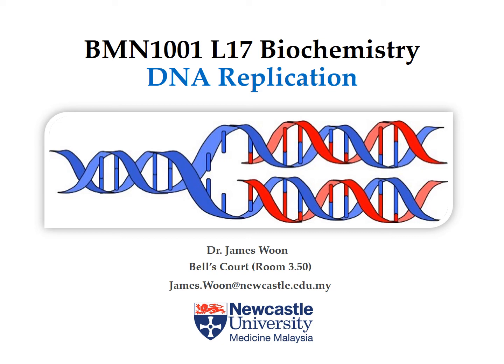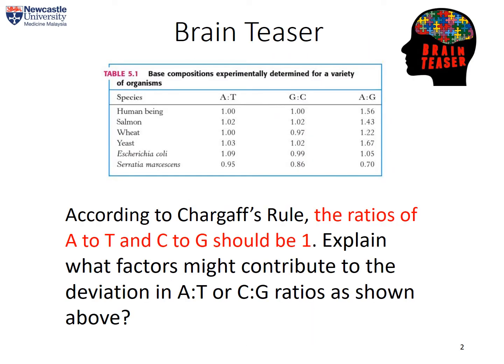Hello everyone, in this lecture, we will look at the amazing process of DNA replication. Okay, here is a brain teaser from our previous lecture. According to Chargaff's rule, the ratios of A to T and C to G should always be 1.00. But you don't really see these perfect ratios from this table. Why is it so? Now there are two reasons.